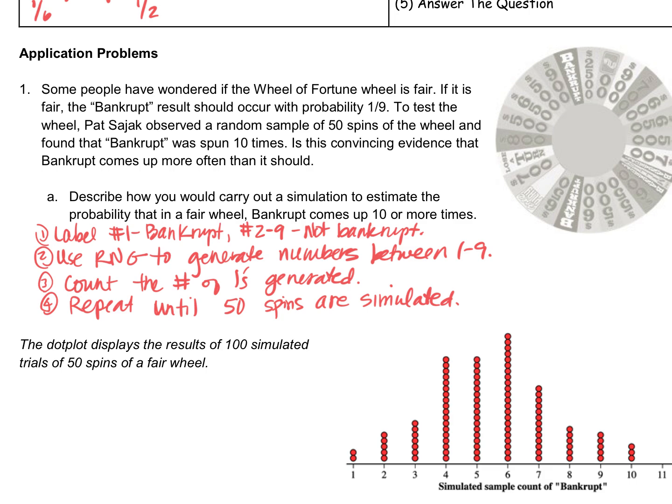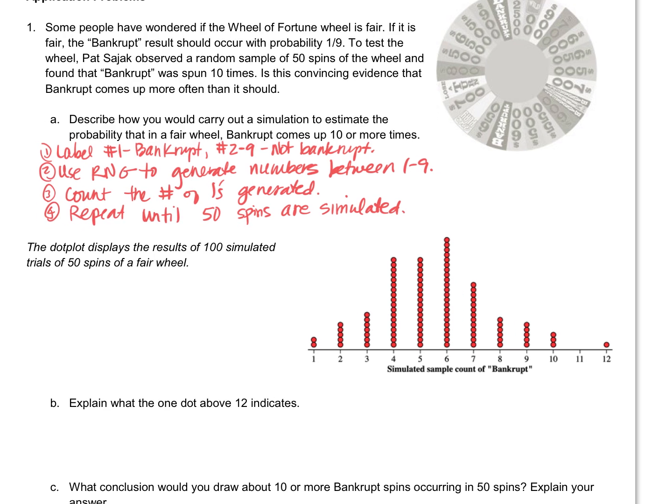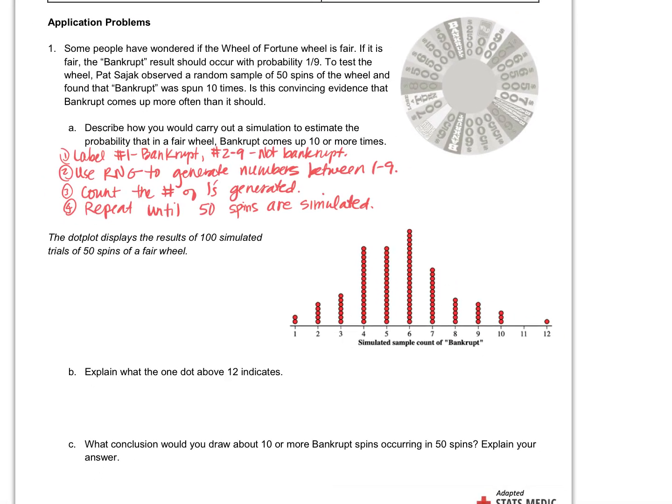So this is how you do the simulation. Now this dot plot is saying, and this is how it'll be given to you in a question too, they're not going to actually make you do the simulation usually. This dot plot displays the results of 100 trials of 50 spins in a fair wheel. So they've done our little suggested simulation 100 times, and these numbers are the simulated count of bankrupts out of 50. Make sure you register what that means: this is the number of bankrupts out of 50 in one trial. Each dot represents how many bankrupts you got out of 50 in one trial. So this is where technology is our best friend, because it did 100 trials for us instantaneously.